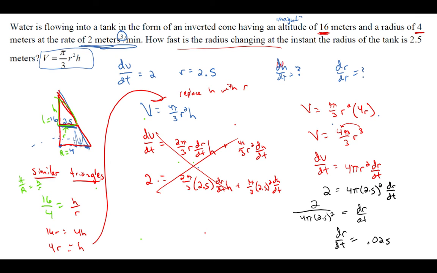Always need units. This is a rate of change. We're talking about meters and minutes. So the radius is changing at 0.025 meters per minute.